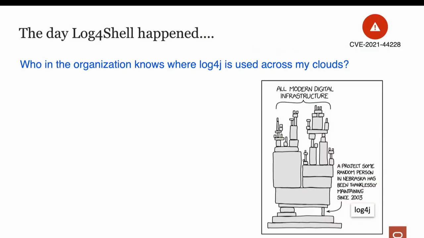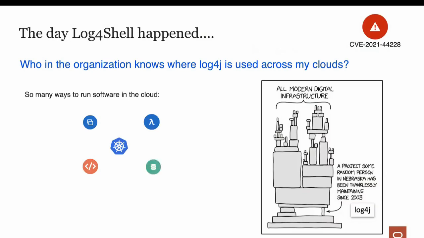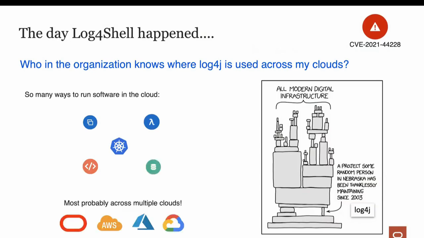And so if you're just asking your organization to go find where it is across the clouds, that's a very difficult task because it could be in virtual machines, it could be in serverless functions, containers, infrastructure as code could be calling it. There are so many places it could be across multiple clouds. And so just getting a handle on where it is is the first step of the problem.